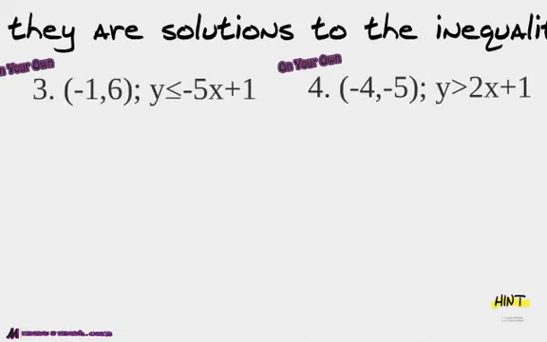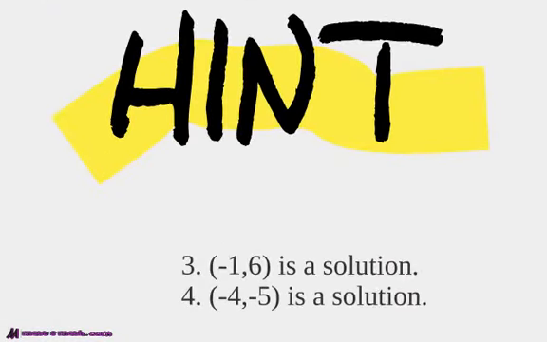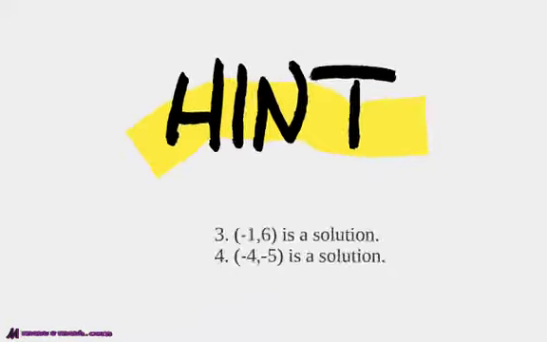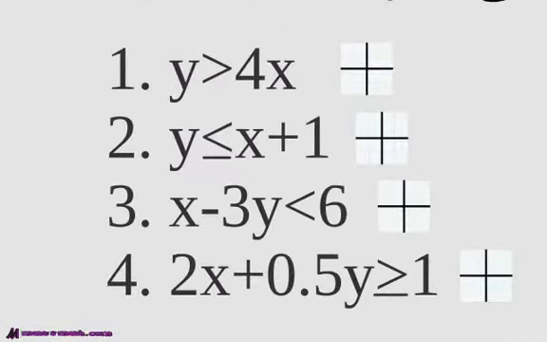Why don't you try these guys? Plug in these points and see if they're in the shaded area or not. Negative 1, 6, and negative 4, negative 5. All right, did you have any trouble with it? Watch your negatives here. Check your negatives. Same with this one. Well, number 3, negative 1, 6, is a solution, and so is negative 4, negative 5. They are both solutions. They both fall in the shaded region on the graph, okay?